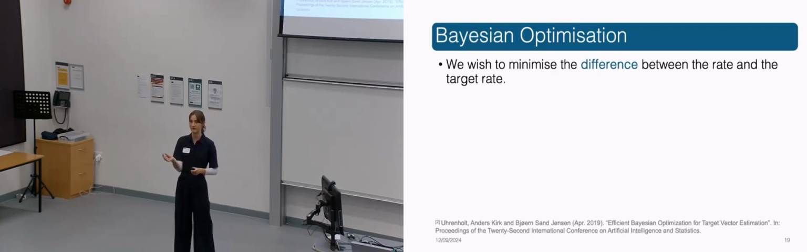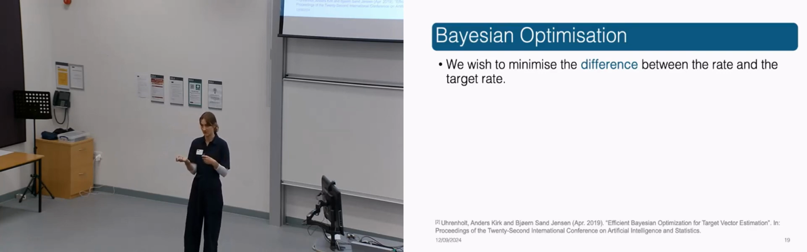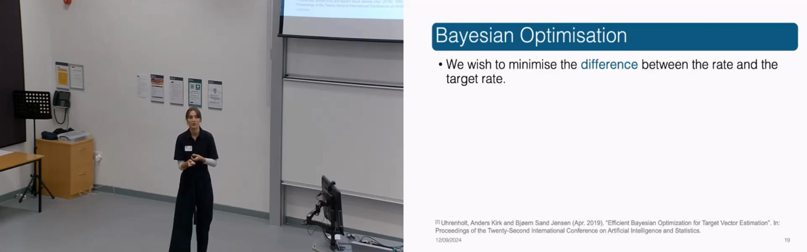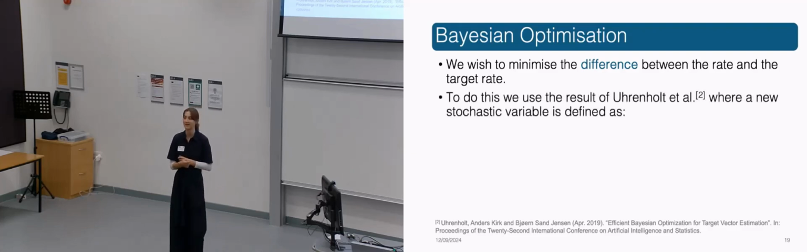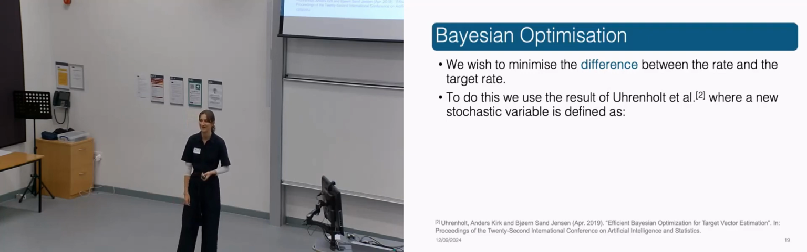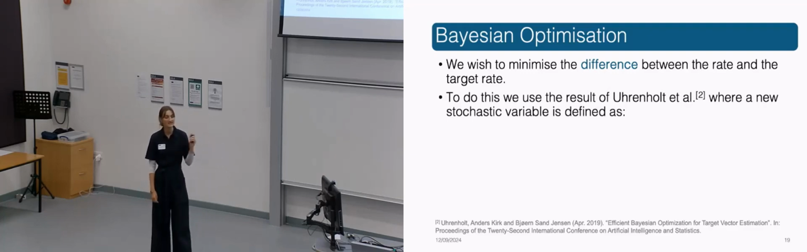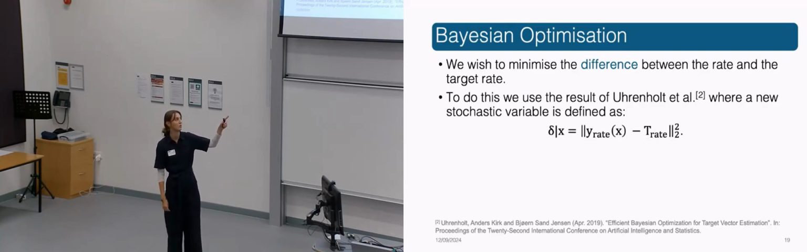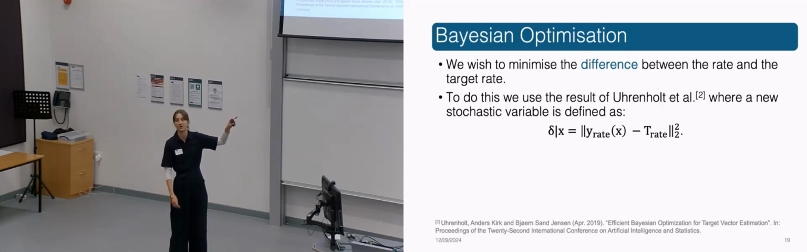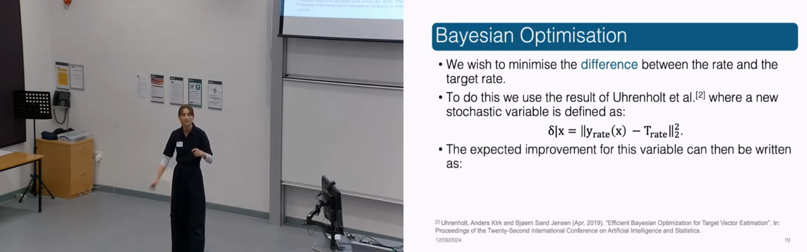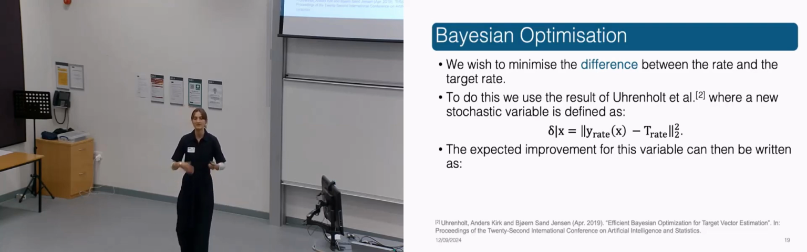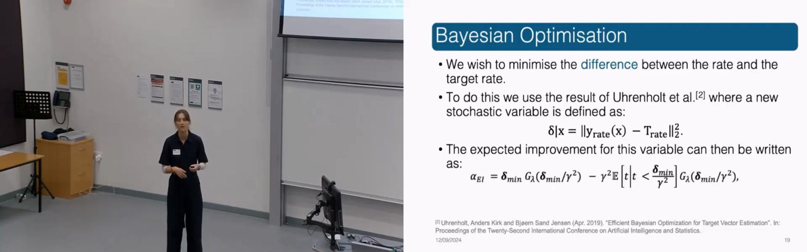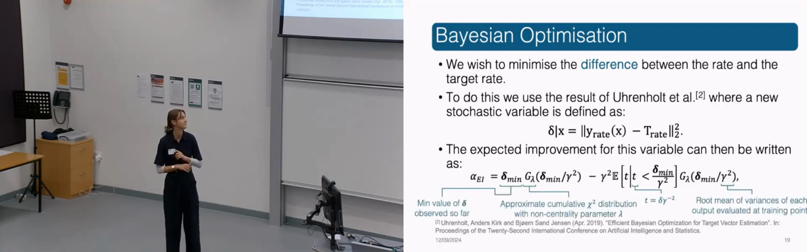However, we want to minimize the difference between the rate and the target rate, which is a bit harder. But luckily, someone had already done this, so I didn't have to figure out how to do this. Essentially what this paper is doing is they define and use a stochastic variable, which is just the difference between our rate and our target rate, the squared difference. And then they redefine the expected improvement basically in terms of chi-squared distributions rather than normal distributions.